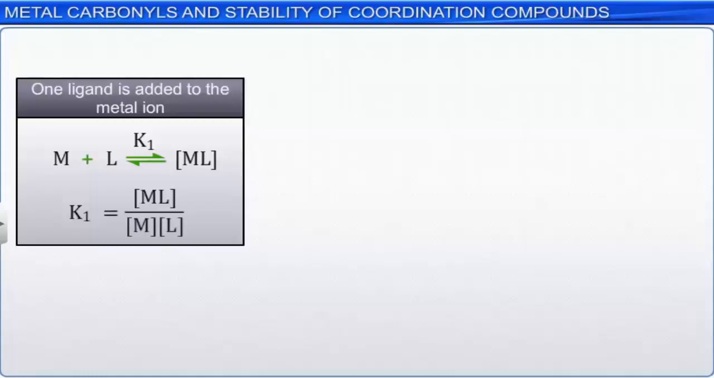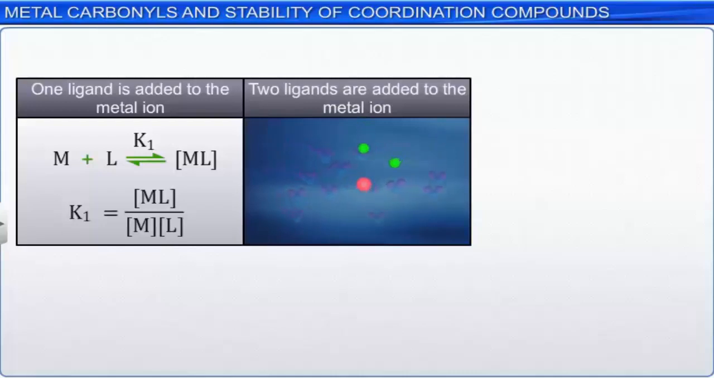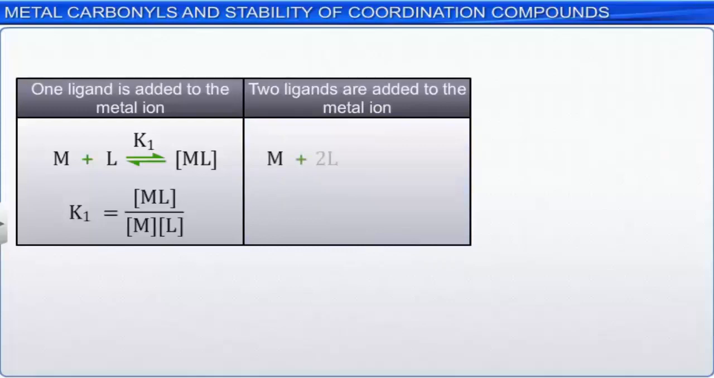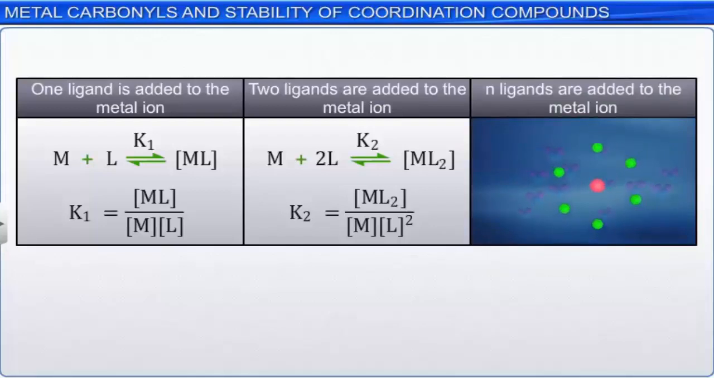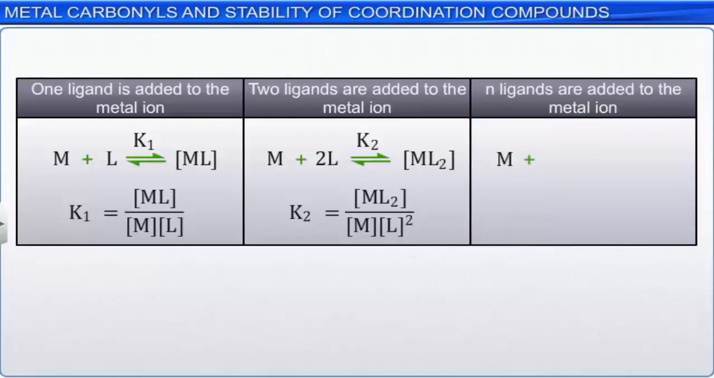If two ligands are added to the metal ion, then the expression may be written as M plus 2L in equilibrium with ML2. The stability constant for this reaction, K2, is equal to concentration of ML2 divided by concentration of M multiplied by concentration of L raised to the power of 2. Similarly, if n ligands are added to the metal ion, then the equation may be written as M plus nL in equilibrium with MLn. And the stability constant for this reaction, Kn, is equal to concentration of MLn divided by concentration of M multiplied by concentration of L raised to the power of n. The stability constants K1, K2, and Kn are known as overall stability constants or overall formation constants.